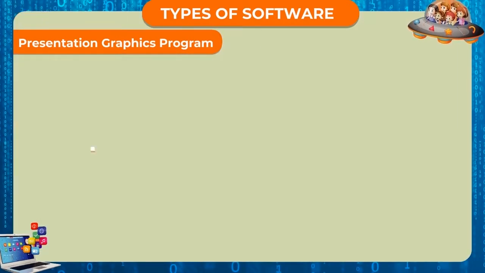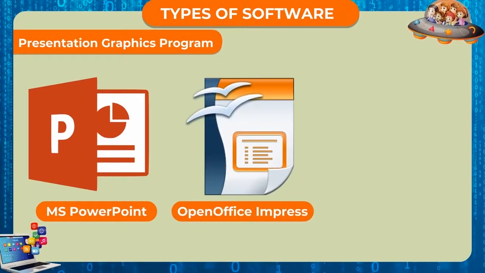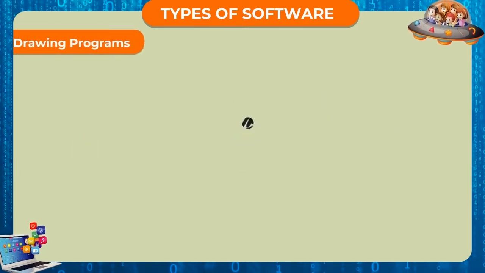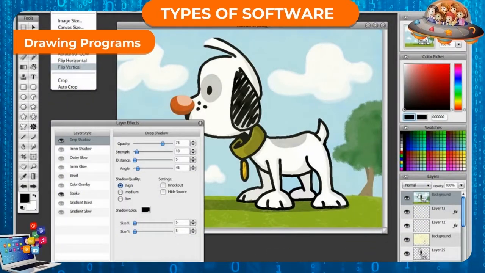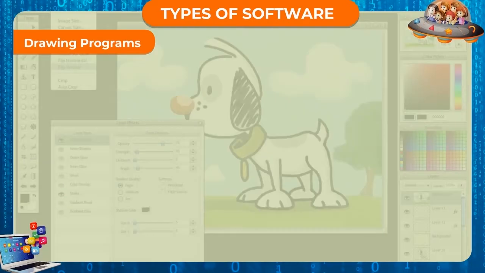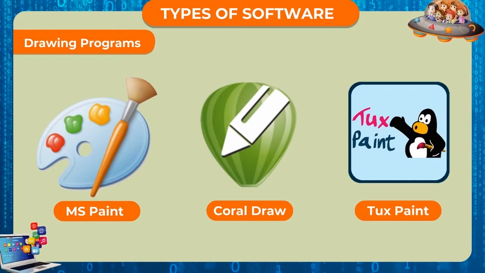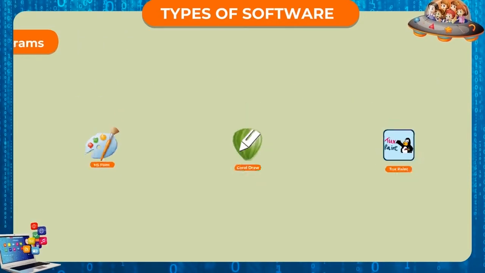Presentation graphics program. MS PowerPoint, OpenOffice Impress, Adobe Presenter 8, etc. are presentation graphics software which help us to present information in the form of slideshows. Drawing programs. We can draw and paint with the help of these programs. MS Paint, Corel Draw, Tux Paint, etc. are some examples of drawing programs.